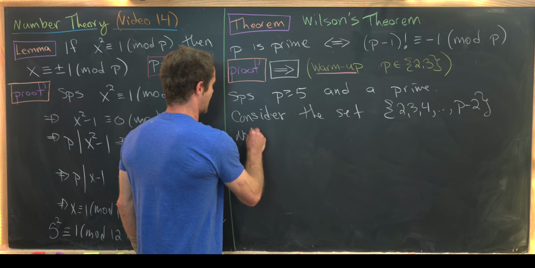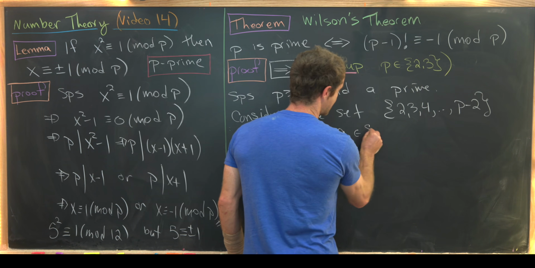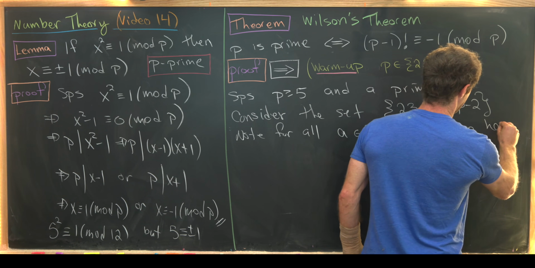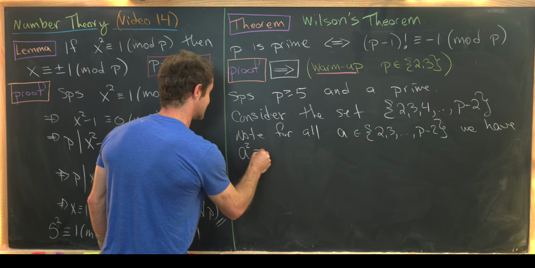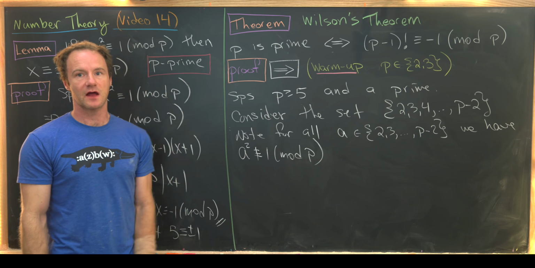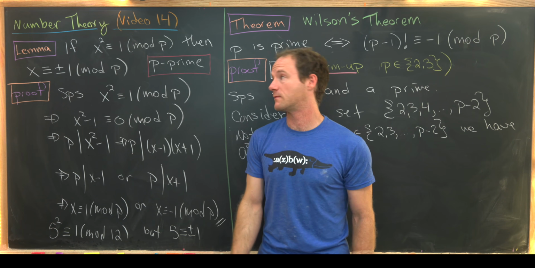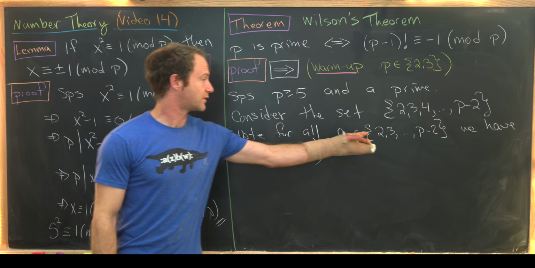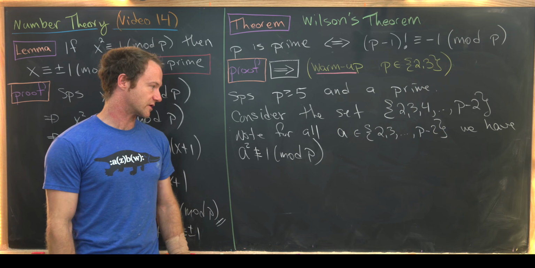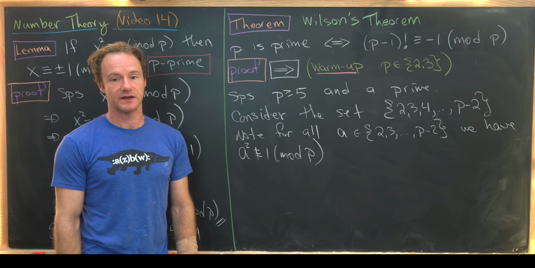So let's note that for all values, which I'll call a, from this set, 2, 3 up to p minus 2, we have a squared is not congruent to 1 mod p. Well, how do we know that? Let's look at our lemma. Our lemma says the only solutions to x squared congruent to 1 mod p are plus and minus 1. But plus and minus 1 are excluded from this set. That tells us that none of these square to 1. In other words, these are not their own inverses mod p.